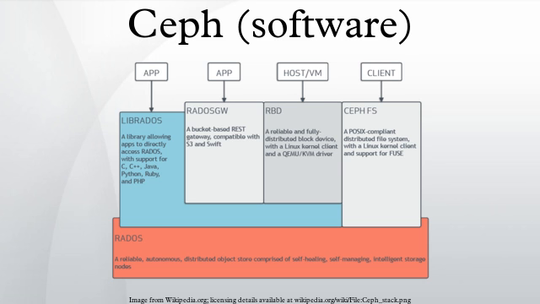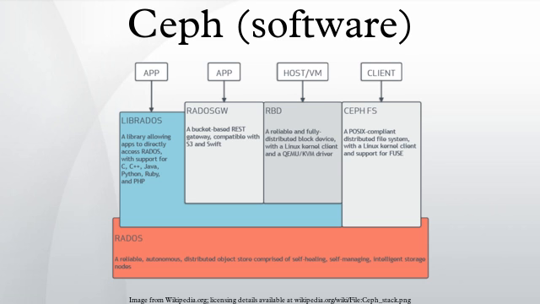Firefly. On May 7, 2014, the Ceph development team released Firefly, the sixth major stable release of Ceph. This release brings several new features, including erasure coding, cache tiering, primary affinity, key-value OSD backend, standalone RADOS gateway. Giant. On October 29, 2014, the Ceph development team released Giant, the seventh major stable release of Ceph.